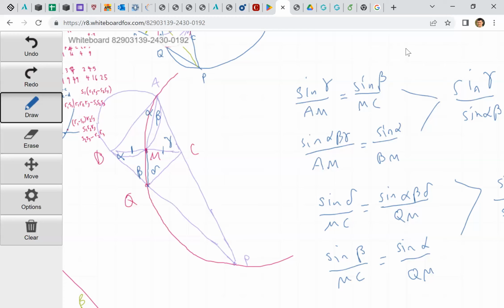Okay. So basically there are two things happening. There's the stuff above BC, and then there's the stuff below BC. So this is above, and this is below. The stuff above BC is where you do the sine rule on AMC, and then the sine rule on ABM.